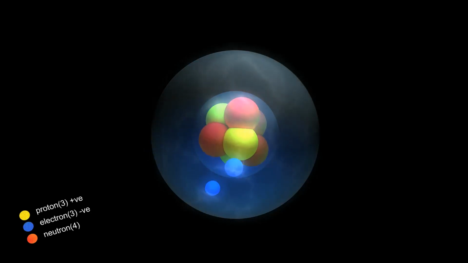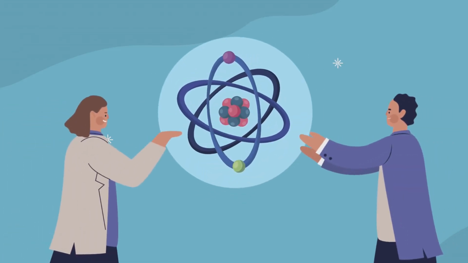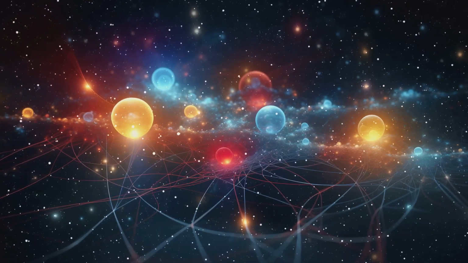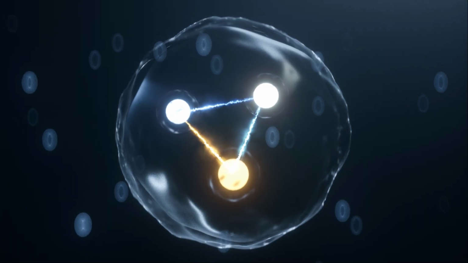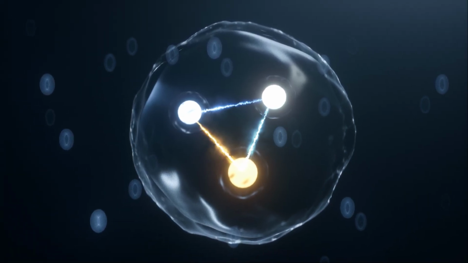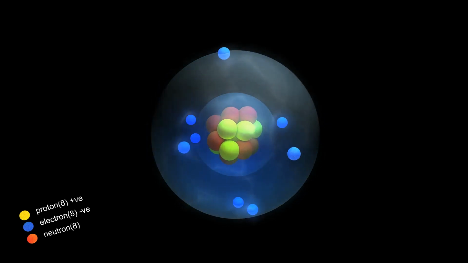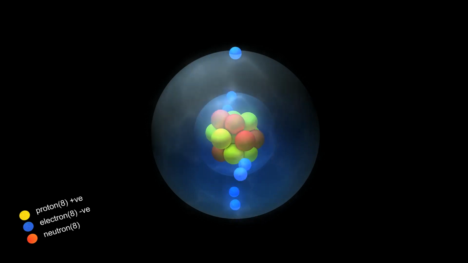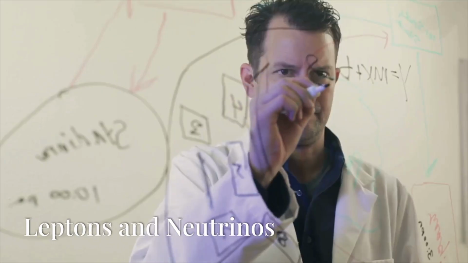Protons and neutrons are not the smallest particles in the atom. They are made up of even tinier particles called quarks. Quarks are held together by another type of particle called gluons. Gluons act like a strong glue that binds quarks together. There are several types of quarks, each with unique properties. Understanding quarks and gluons is essential for understanding the strong nuclear force, one of the four fundamental forces of nature.